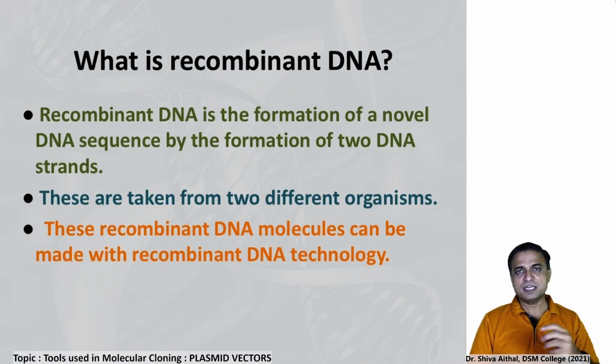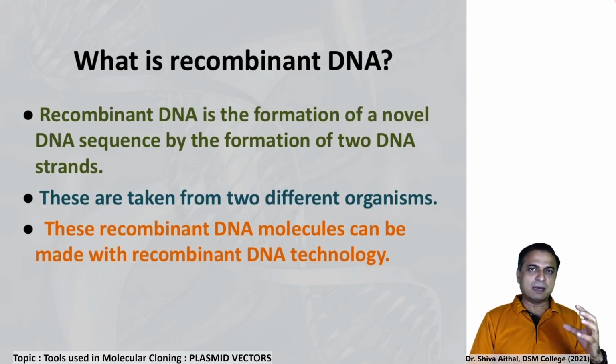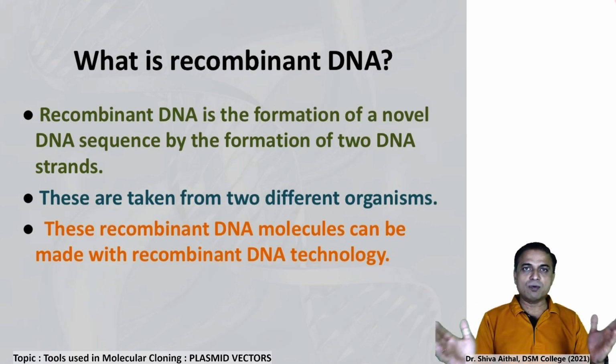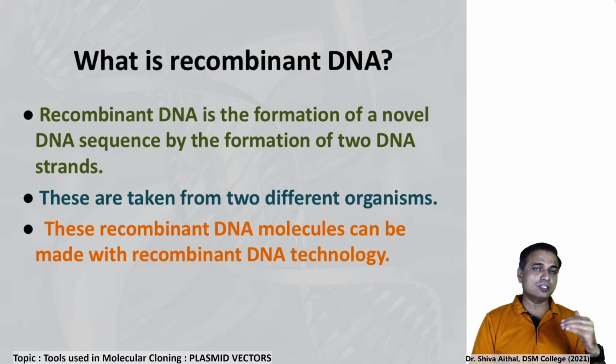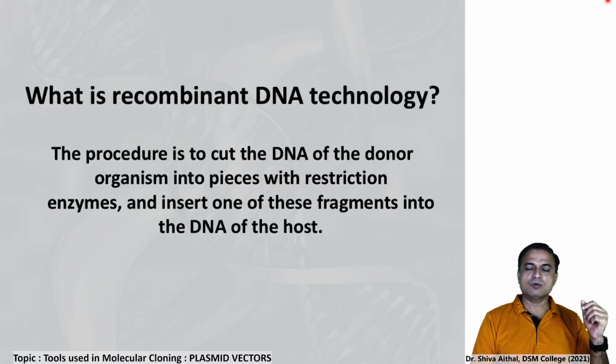So what is this recombinant DNA technology? Just for your recap once again, recombinant DNA is the formation of a new DNA where the parts are coming from two different organisms. Now here the boundaries of eukaryotes and prokaryotes are dissolved. A eukaryotic gene can be expressed in a prokaryotic system. That is the beauty of recombinant DNA technology. These recombinant DNA molecules can be made with recombinant DNA technology, which is known as molecular cloning. That is what we are going to explore.